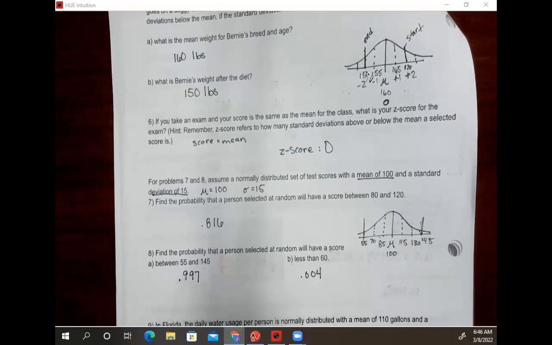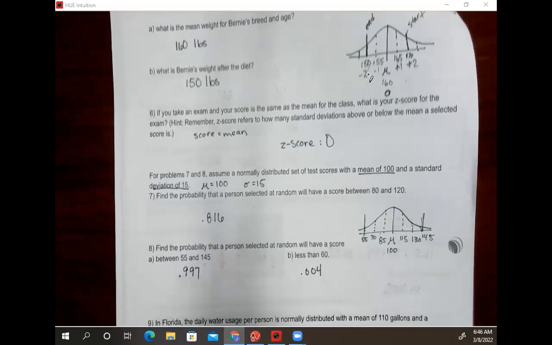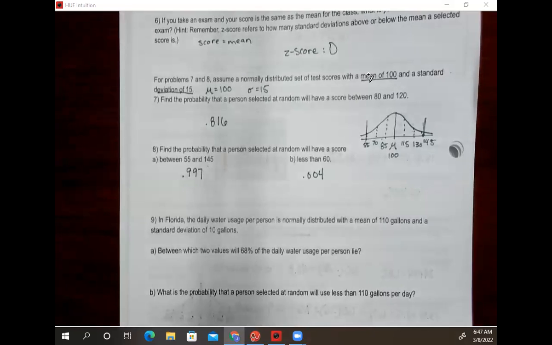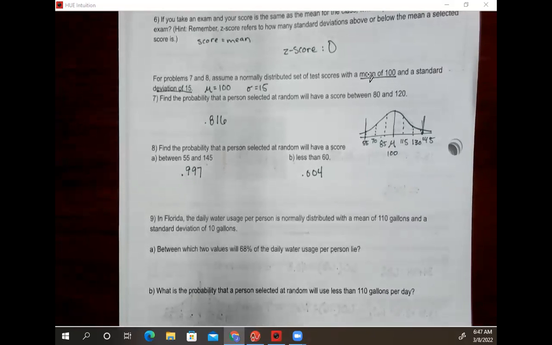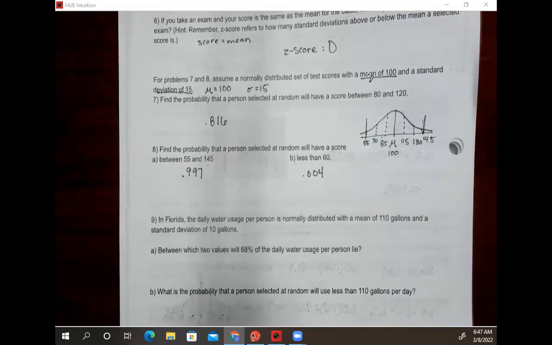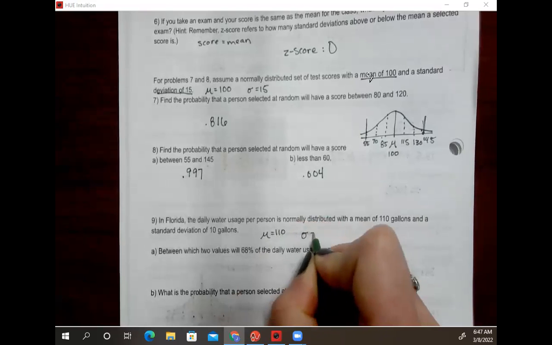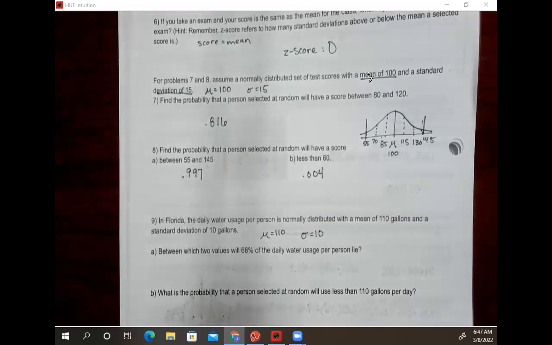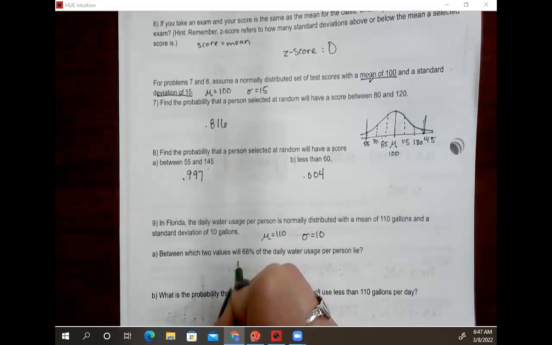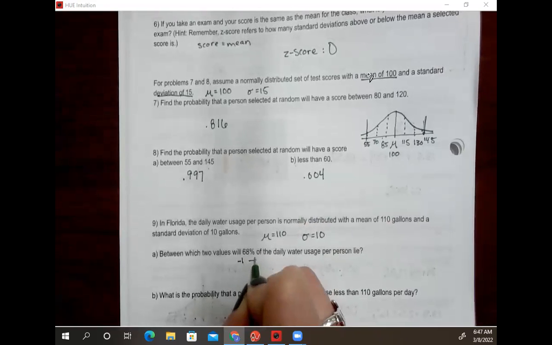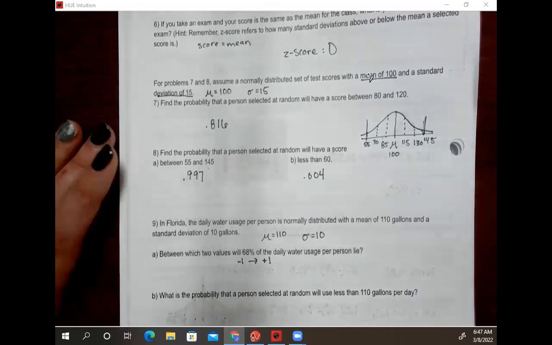And then our last question on page 26, number 9. In Florida, the daily water usage per person is normally distributed with a mean of 110 gallons and a standard deviation of 10. So our mean is 110 and our standard deviation is 10. Between which two values will 68% of the daily water usage per person lie? So 68%, that is from 1 standard deviation below to 1 standard deviation above, okay? Within 1 standard deviation of the mean.